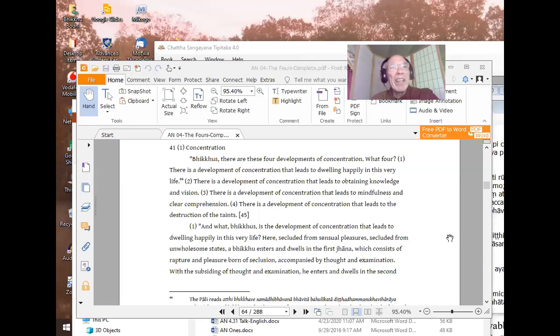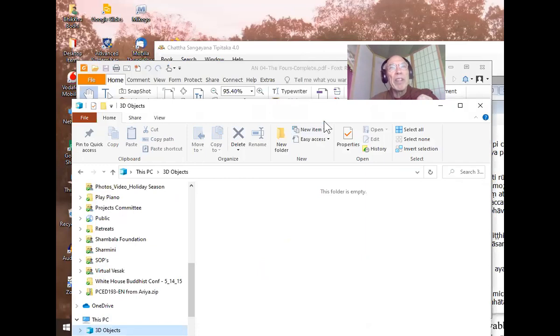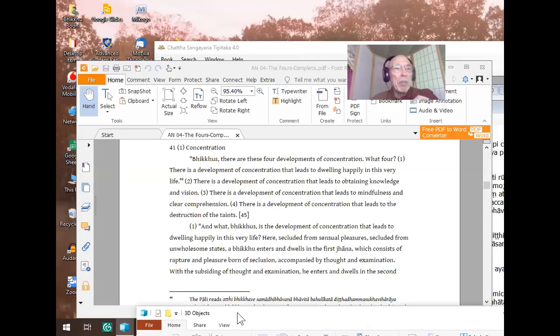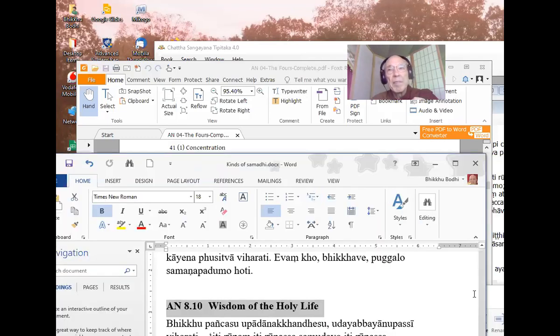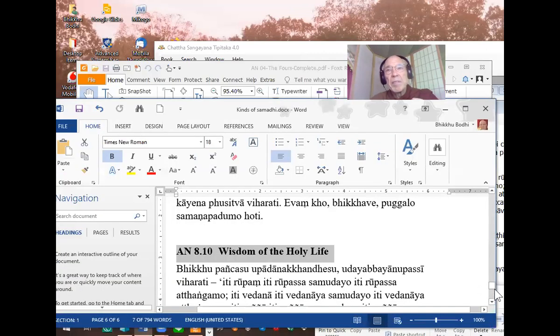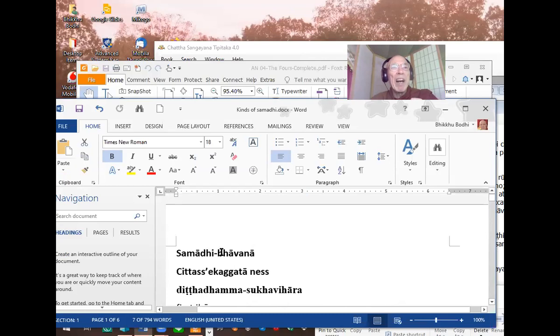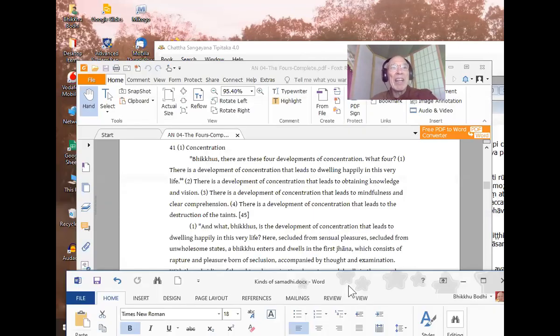Okay, so we have been reading the Anguttara Nikaya Book of Fours, and we are in Sutta number 41. The theme of this sutta is the 4 developments of concentration, the 4 ways, you could say, of developing concentration, or 4 types of concentration. The key word here, of course, is the Pali word Samadhi. And so the expression is Samadhi Bhavana, ways of developing this Samadhi or concentration.